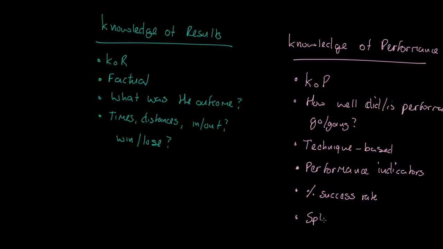So it's going to be success rate, but it could also be things such as, if we were doing a 100-metre sprint, what were the split times? And can we improve the start or the pickup or whatever that we might want to work on? So those are 4 types of feedback, and they can be used to improve performance.